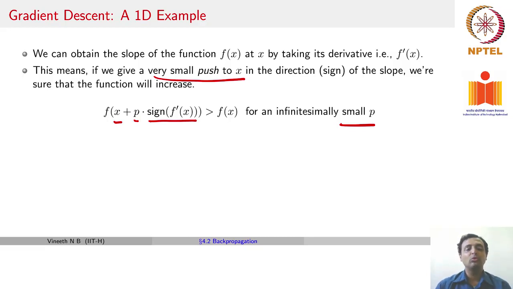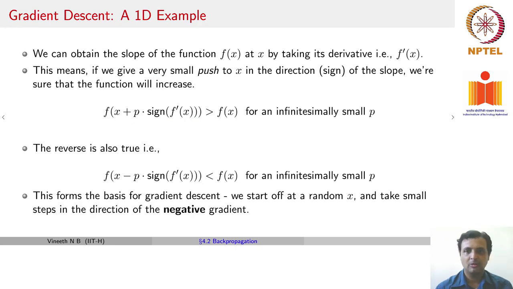So that's going to give you a function value which will be greater than f of x. You could now ask me the question, what if the sign itself was negative? Would f of x plus p dot sign of f prime of x be greater than f of x? Of course, yes, right?